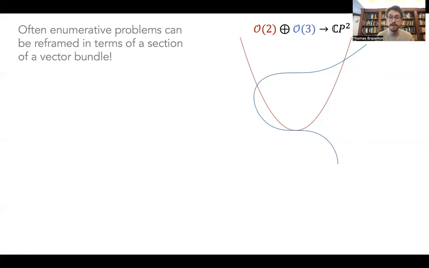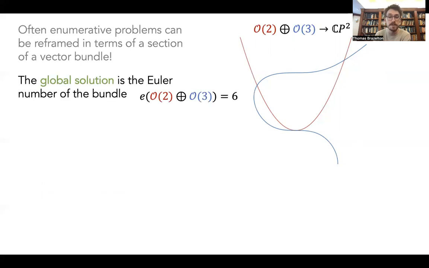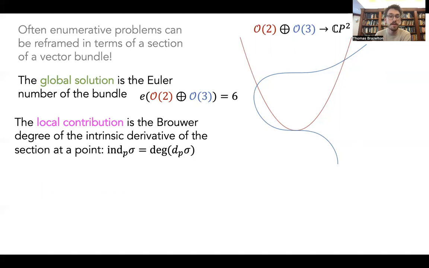A given conic on the plane, pictured in red, defines a section of the bundle O(2) over CP2, while a cubic in blue gives you a section of O(3). The global solution is the Euler number, or the top Chern class of this bundle, in this case 6, there's some points of intersection with multiplicity. And the local contribution is the Brouwer degree of the intrinsic derivative of the section at a point.